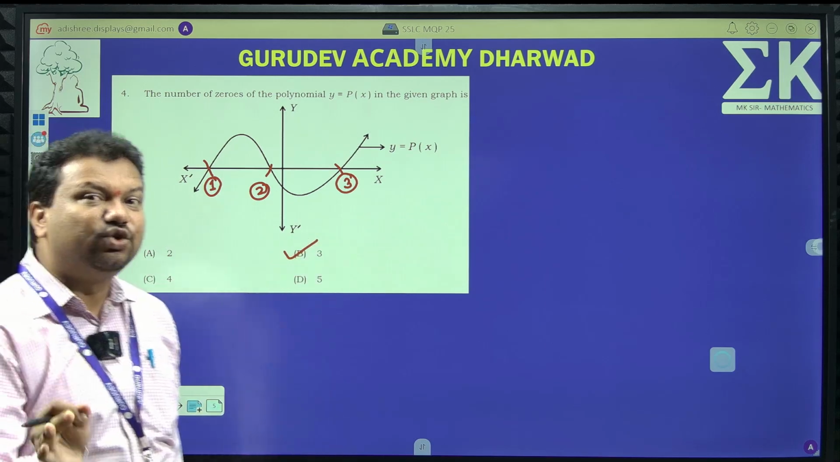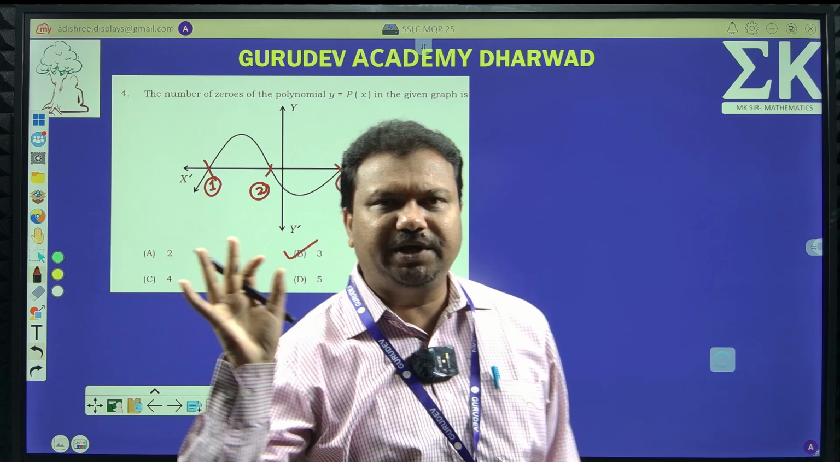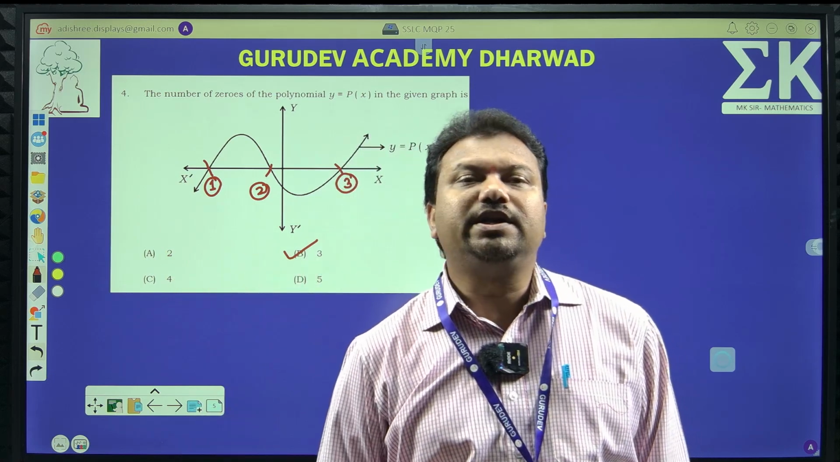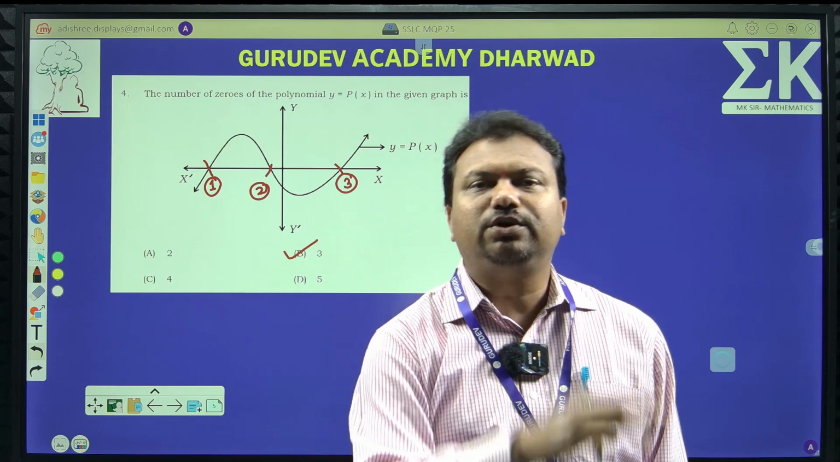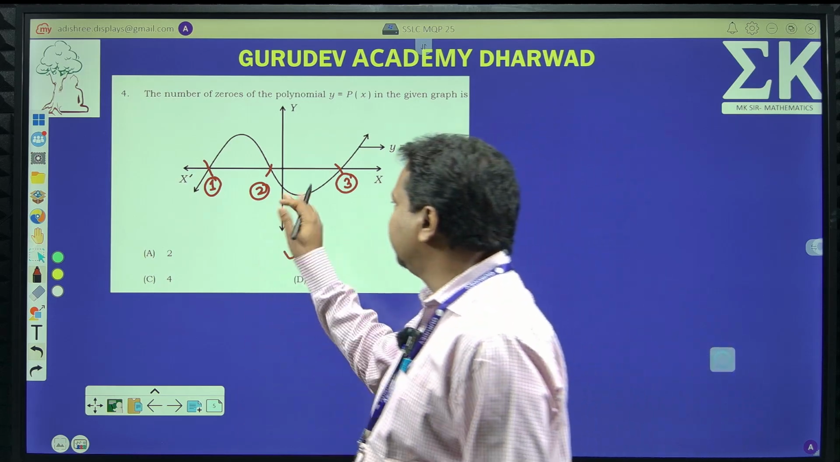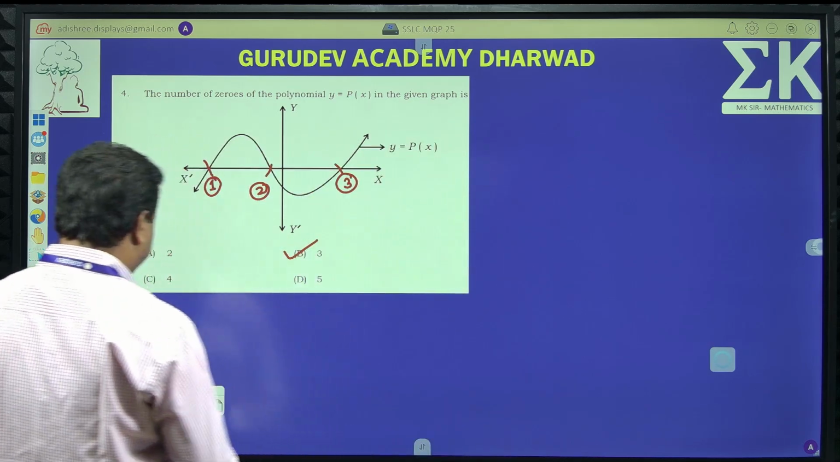That is, it is a cubic equation. It should be a cubic equation. If it were a quadratic equation, what would happen? It cuts the x-axis in only 2 points, isn't it? Therefore, in this case your answer is option B.